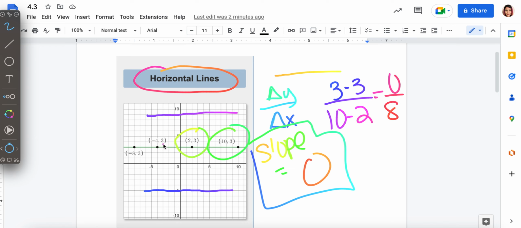If you notice something special, it means their y-coordinate is always the same, right? So their y-coordinate is always the same. Their slope is going to be 0, okay?